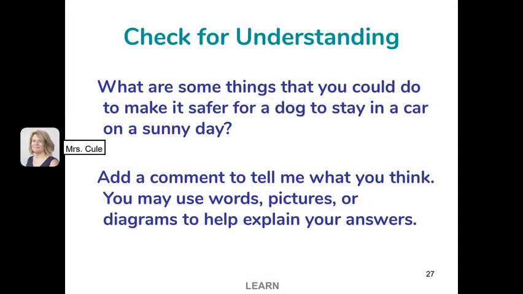So now that you have a better understanding of the greenhouse effect, I'd like you to add a comment. What are some things that you could do to make it safer for a dog to stay in a car on a sunny day? So once again, add a comment, looping back to that question that we asked at the beginning about why it's not safe. What are some things that you could do? Think about what you've learned in the greenhouse effect here to help you with your answer.